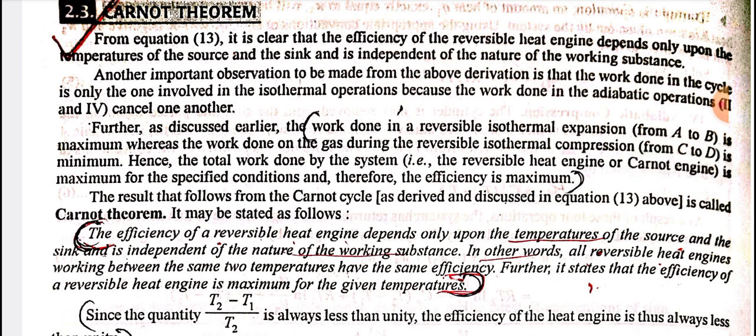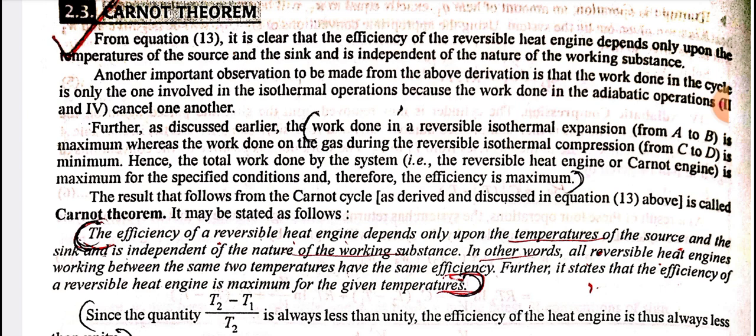Now, Carnot theorem. From equation 13, it is clear that the efficiency of a reversible heat engine depends only upon the temperatures of source and the sink and is independent of the nature of working substance. Another important observation to be made from the above derivation is that the work done in the cycle is only the one involved in the isothermal operations, because the work done in the adiabatic operations, second and fourth, cancel each other. Further, as discussed earlier, the work done in a reversible isothermal expansion from A to B is maximum, whereas the work done on gas during a reversible isothermal compression from C to D is minimum. Hence, the work done by the system, that is the reversible heat engine or Carnot cycle, is maximum for the specified conditions, and therefore the efficiency is maximum.